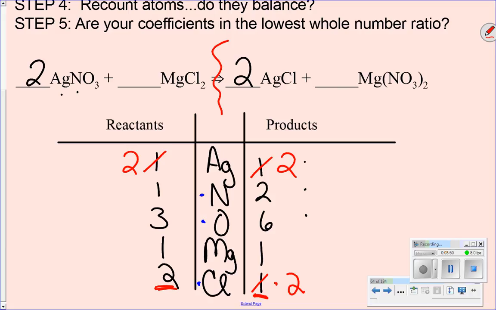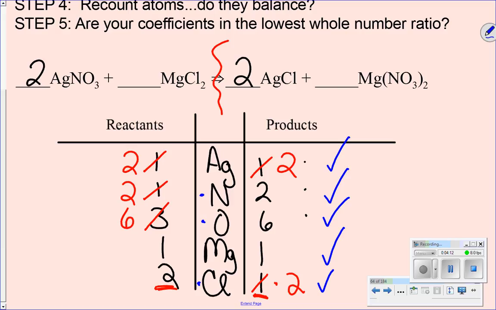That 2 distributes to the silver, it distributes to the nitrogen, and it's distributing to the oxygen and to that 3. So 2 times 3 gives me 6 oxygens. So now what I can do is I can go back through and double check how I've done. Now I'm going to check things off if they balance. 2 and 2, 2 and 2, 6 and 6, 1 and 1, 2 and 2.